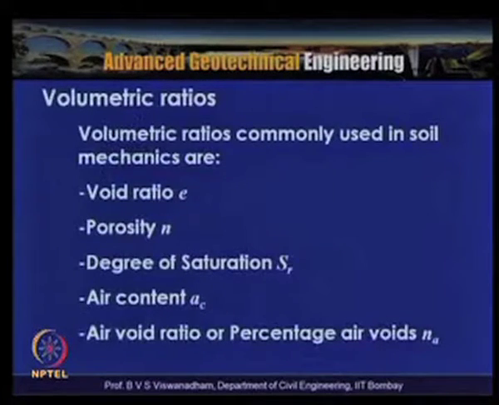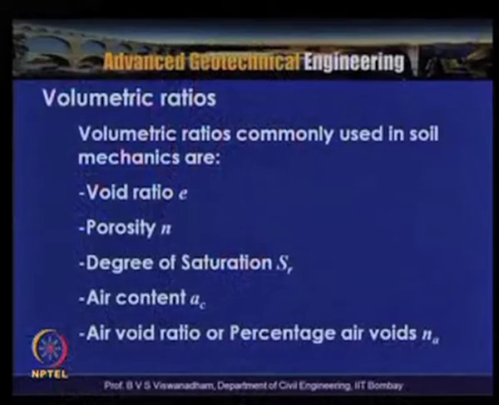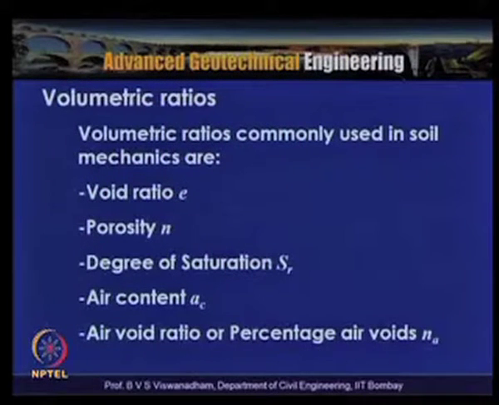Now, based on the phase diagram we have discussed, we can deduce a number of volumetric ratios, and these are used in soil mechanics and geotechnical engineering. Particularly, they are known as void ratio e, porosity n, degree of saturation Sr, air content Ac, and air void ratio or percentage air voids na. From the subsequent slides, we will try to understand the definitions of these and the interrelations among these properties.